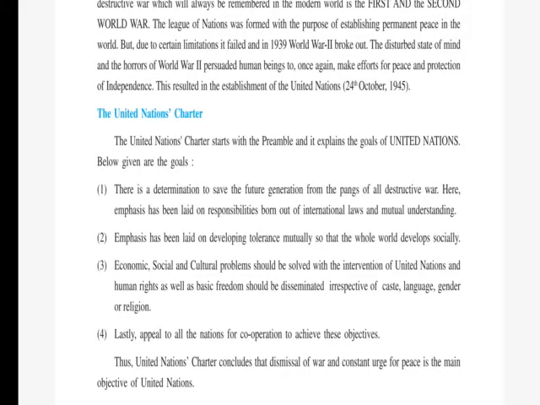Now let's discuss the United Nations Charter. What is the United Nations Charter? It is just like the constitution of India. As we have the Constitution of India, in which the aims, objectives and goals are described, in the same way, the aims and objectives of the UN were spelled out in the UN Charter.